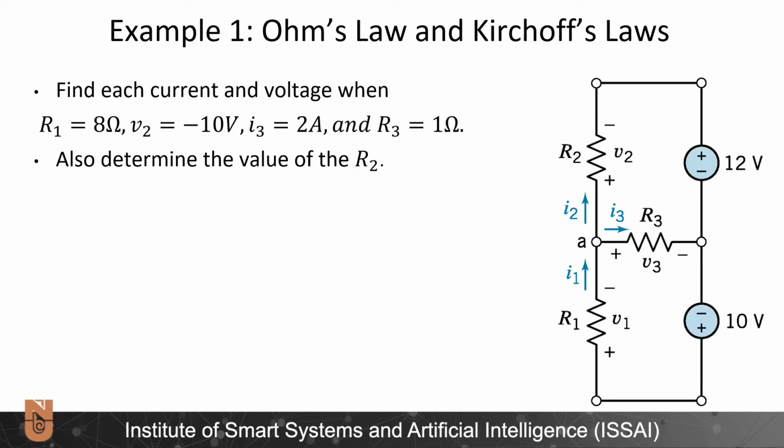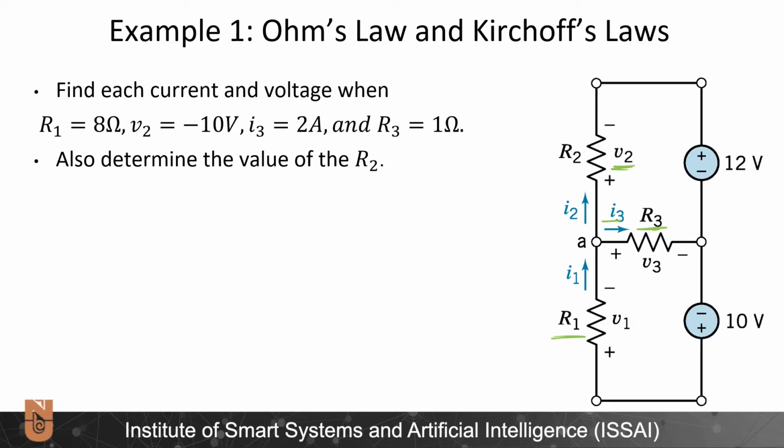Let's do an example using Ohm's law and Kirchhoff's laws for circuit analysis. We need to find each current and voltage in the circuit, given that R1 is equal to 8 ohms, V2 is equal to minus 10 volts, I3 is equal to 2 amperes, and R3 is equal to 1 ohm. In addition, we need to find the value of R2. It is always good to start solving these problems by identifying what is known. R1 is known, V2 is known, I3 is known, and R3 is known.